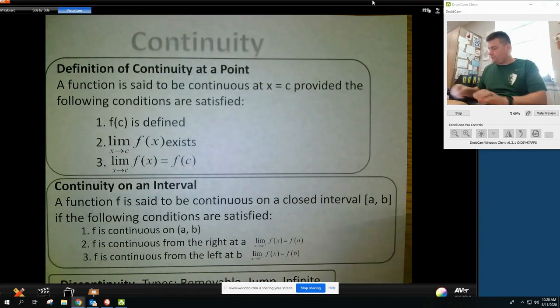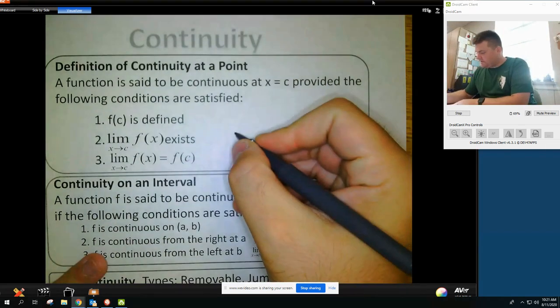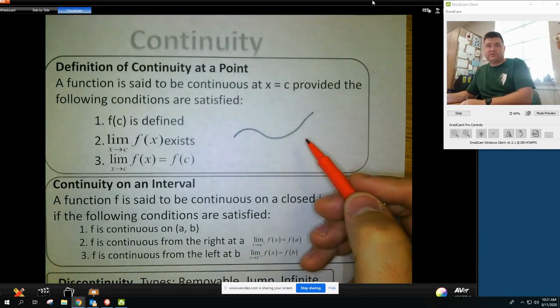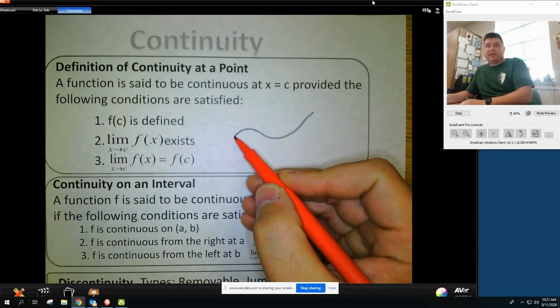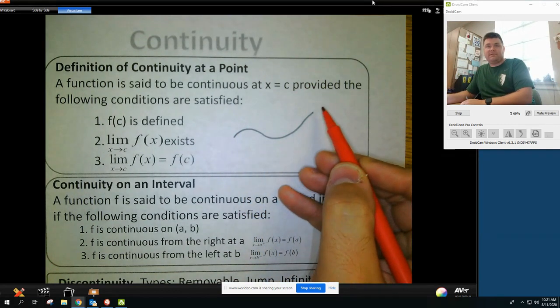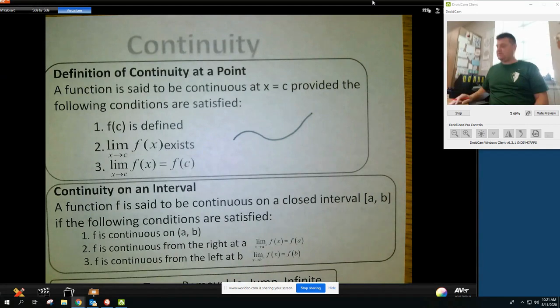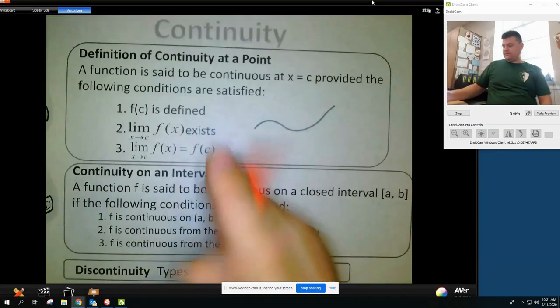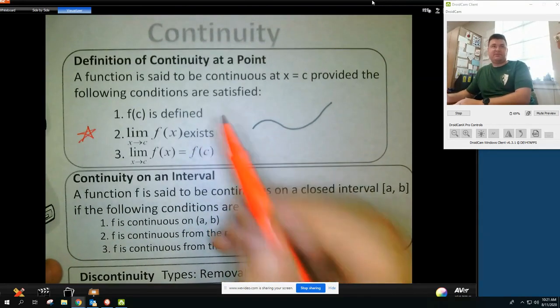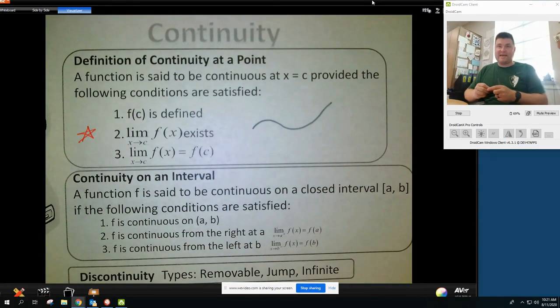The way that I learned it, let's just say this is some function like this, and I want to know if this function is continuous. Well, can I trace this function without picking up my pencil? If that's the case, it's continuous. A bit more technical, we have to use these three things. You have to memorize these three things, and you have to do them when you're specifically asked to find continuity. Okay?